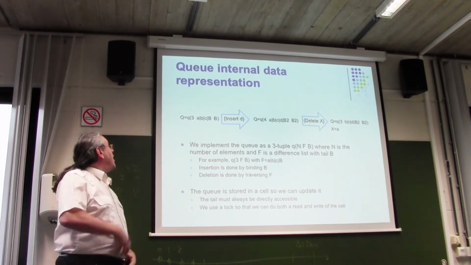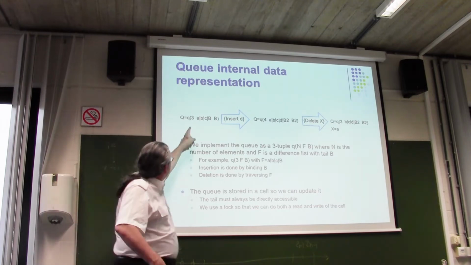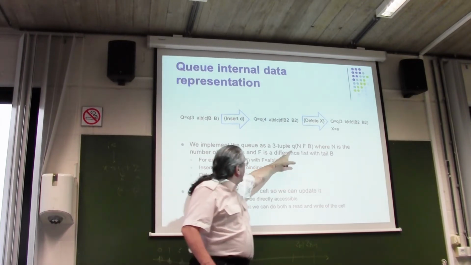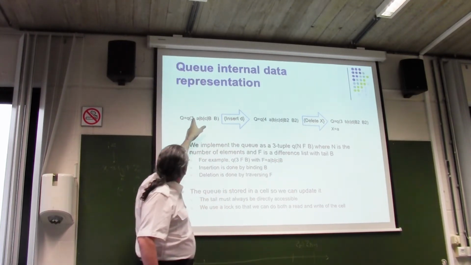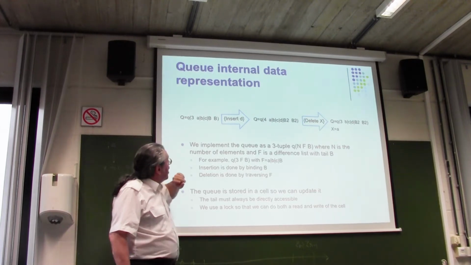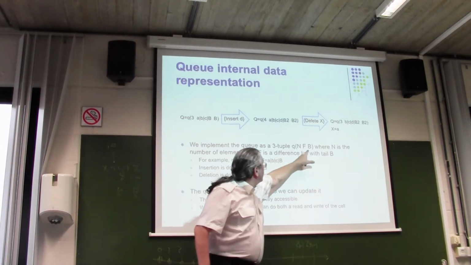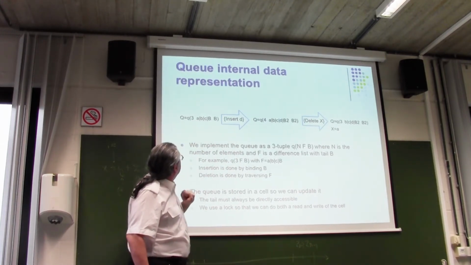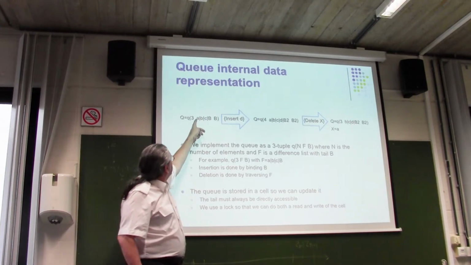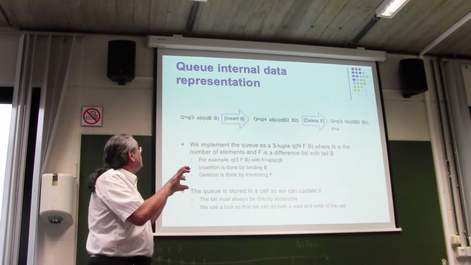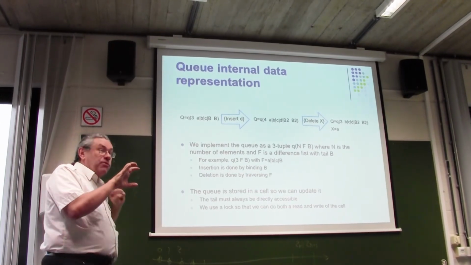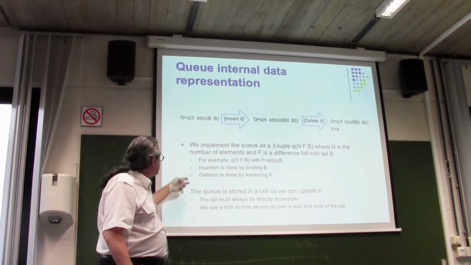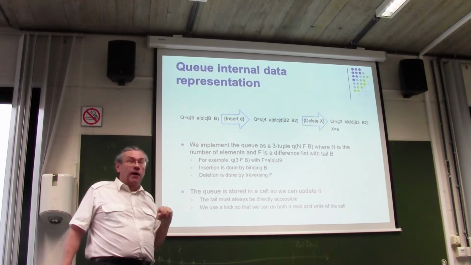This is using difference list, so the queue will be represented as a tuple here, internally, NQ, NFB. N is the number of elements, 3 here, okay? F is a difference list with a tail B. So FB is representing a list, A, B, C, B, and then B is the end. So remember, difference list is representing a list as 2 things, and it allows removing from the front and adding to the end in constant time. That's the advantage, huh? So both insert and delete will be done in constant time, okay?